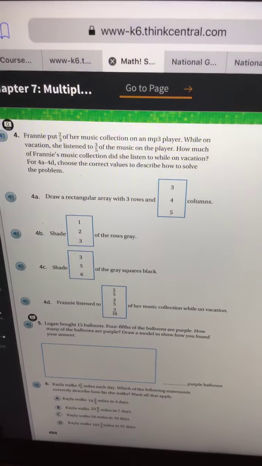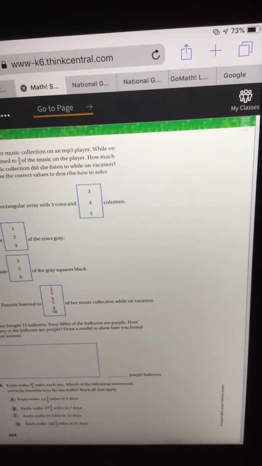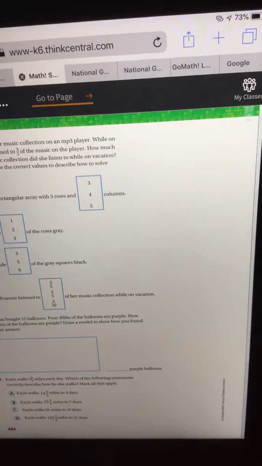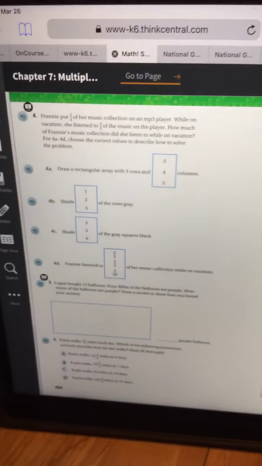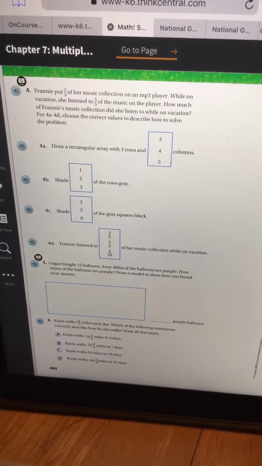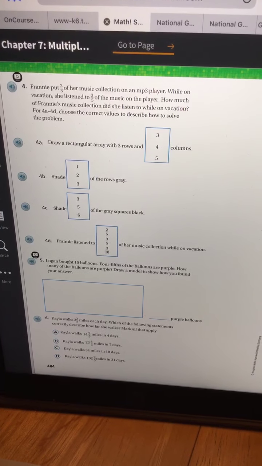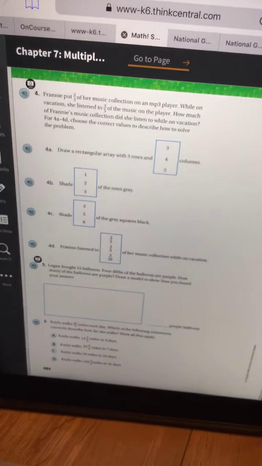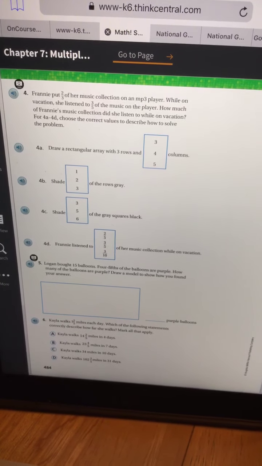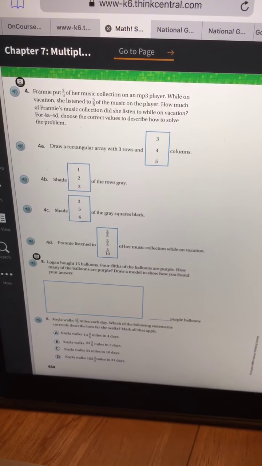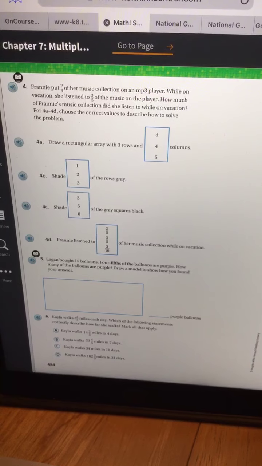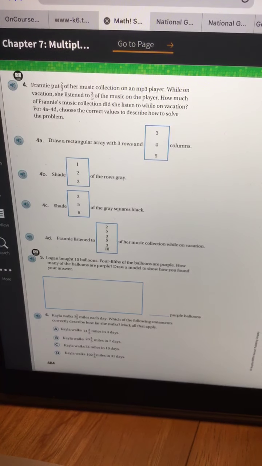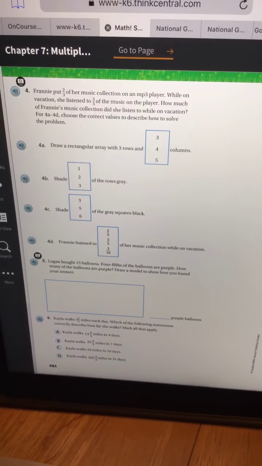Okay, so question 4, let's look at this one. You're going to circle number 4 on this page, number 5, and number 6. So we're going to do this whole page, 4, 5, and 6. Number 4 says, Franny put 2/3 of her music collection on an MP3 player. While on vacation, she listened to 3/5 of the music on the player. How much of Franny's music collection did she listen to while on vacation?